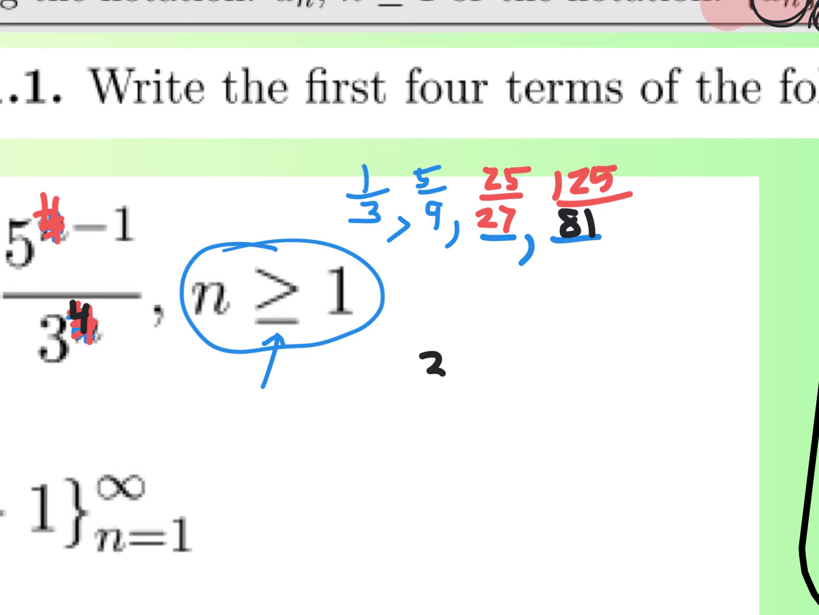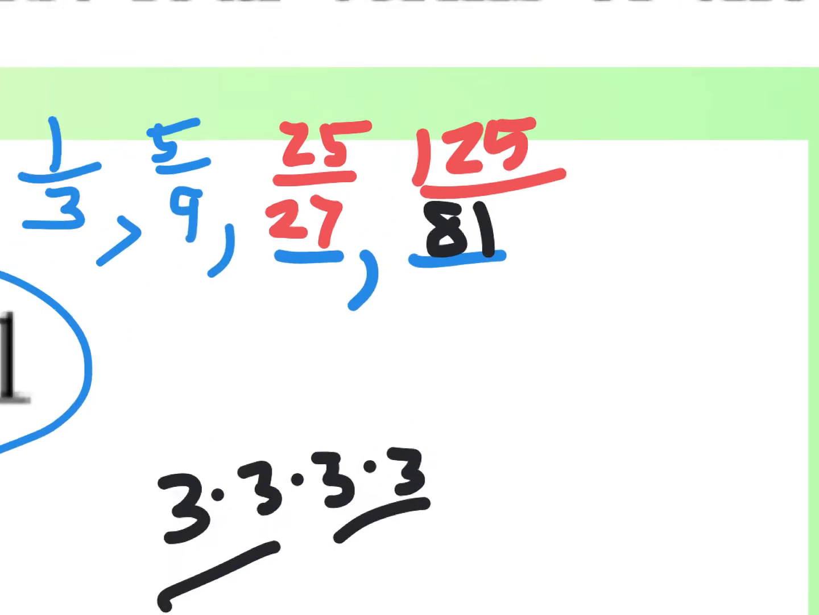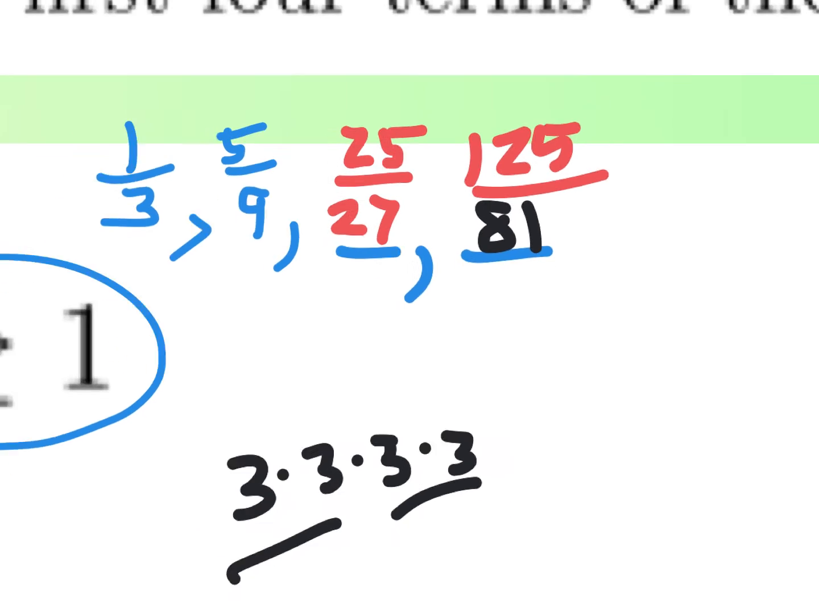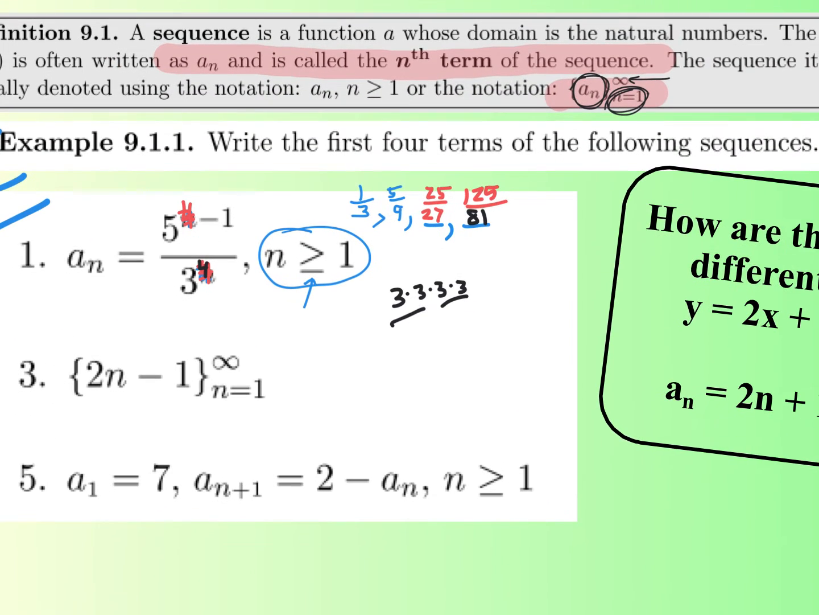3 to the 4th is one of those ones that seems really hard to memorize, but if you write it out, you go, oh, it's 9 times 9. 3 to the 4th isn't that bad. Okay. So you getting the pattern here? All right. So that's one way to write a sequence.